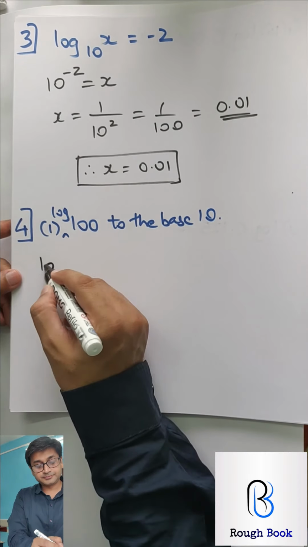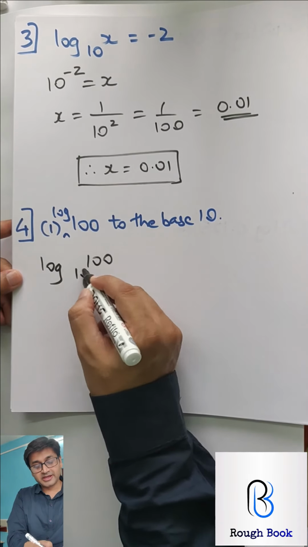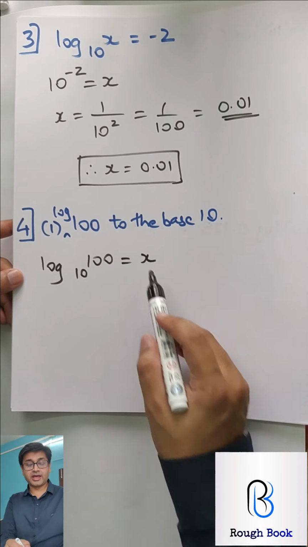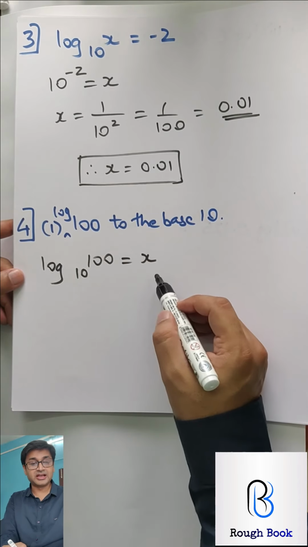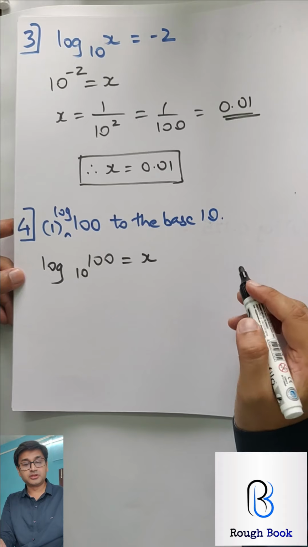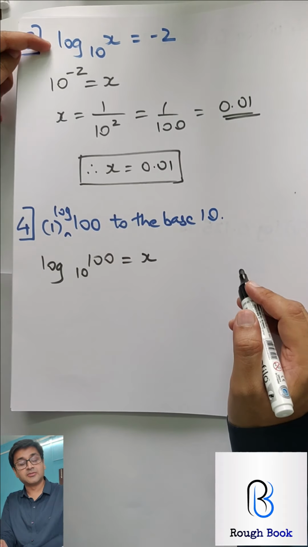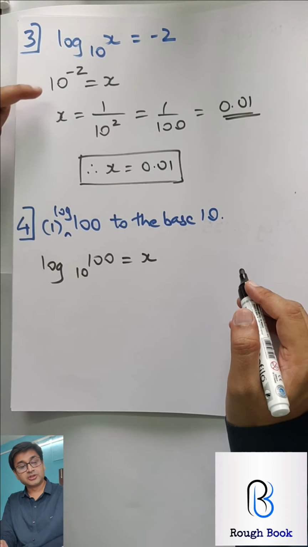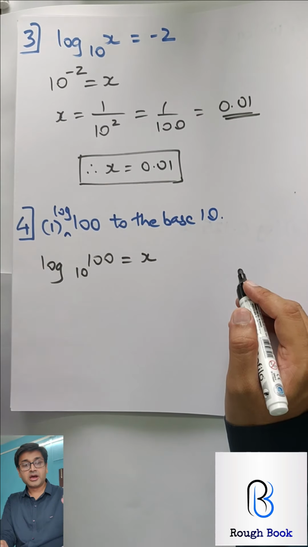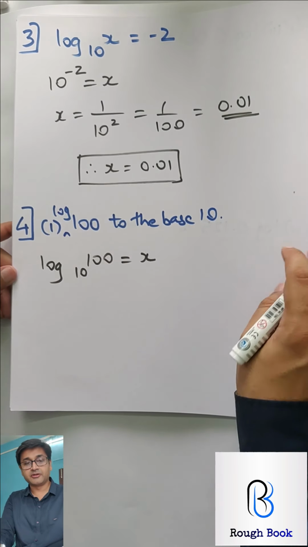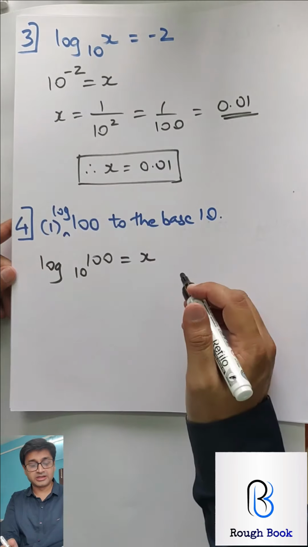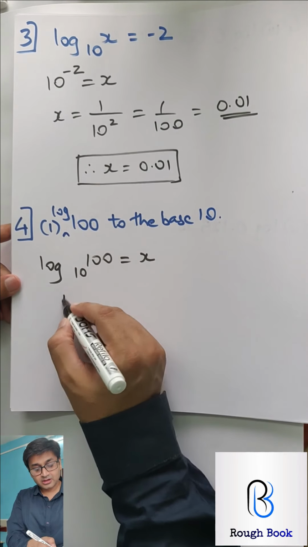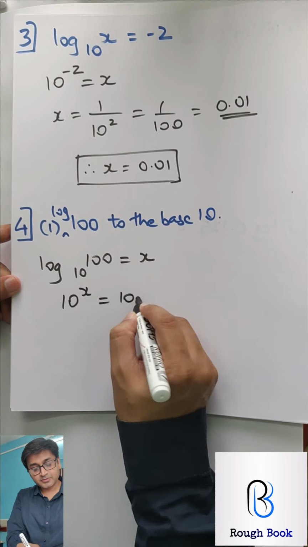Log 100 to the base 10 equals to x, you should write, because you are trying to find the answer of this. So let's write it equals to x. Now is this exactly similar to this? So convert this into exponential form and then try it. 100% you will get it. Come on, try it everyone. And if you get it, shout out loudly that I got it. Come on, try it. So 10 raised to x, 100.